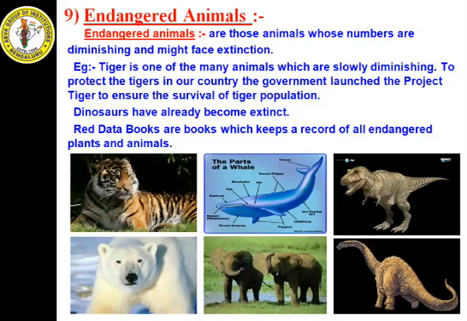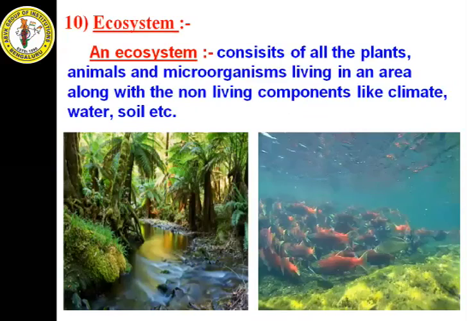Dinosaurs have already become extinct. You have seen in the movies that dinosaurs were there previously in the early years. Yes or no? Now they are extinct, so they have diminished. Those animals are called endangered animals. Red data books are books which keep a record of all endangered plants and animals. They maintain a book for those animals that were there and are not there now.